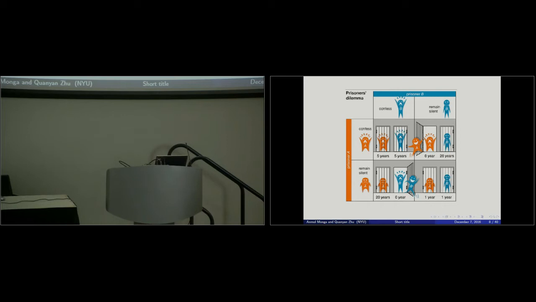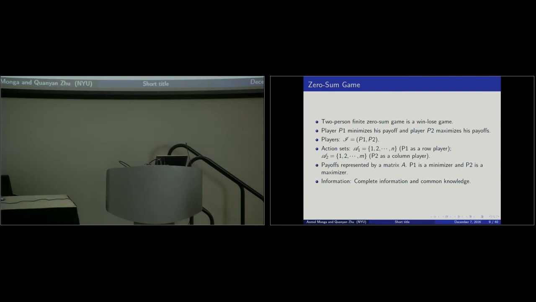And this is a non-zero-sum game. So we are going to look at something that is similar, but in a zero-sum context. That means you have two players, and it's zero-sum, meaning that it's not a win-win situation, it's a win-lose situation, meaning that if I win something, you're going to lose something. Player one is minimizing its payoff, and player two is going to maximize its payoff. And this payoff structure should be the same, because it's a win-lose situation.